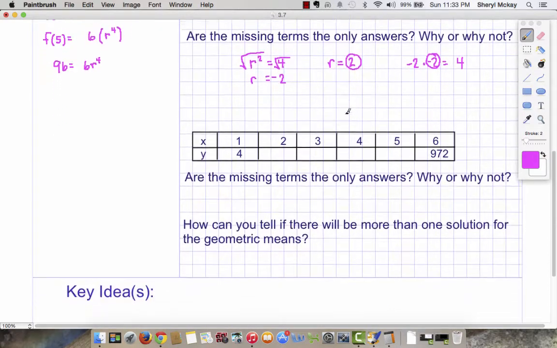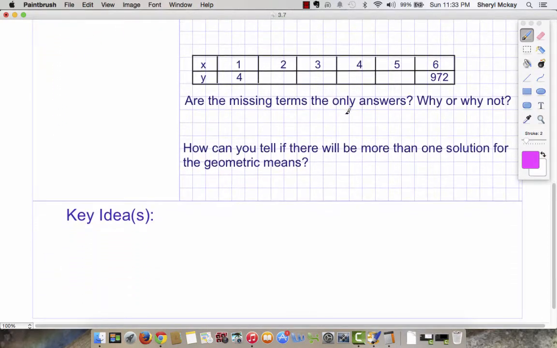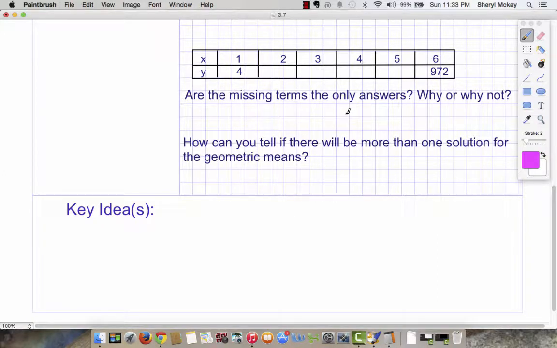Now, let's go ahead and look at this last problem and see if we can figure this out. We've got our first term is 1, our last term is the sixth term. So actually, our first term is 4, our sixth term is 972. And the question is, what is the constant ratio, and can you fill in these boxes with the missing terms? See if you can figure it out.